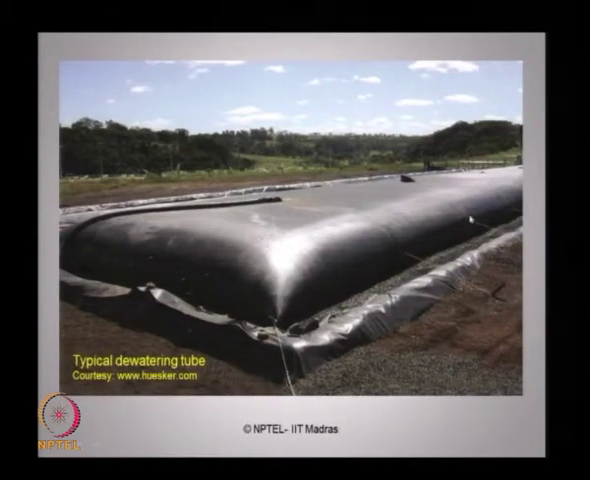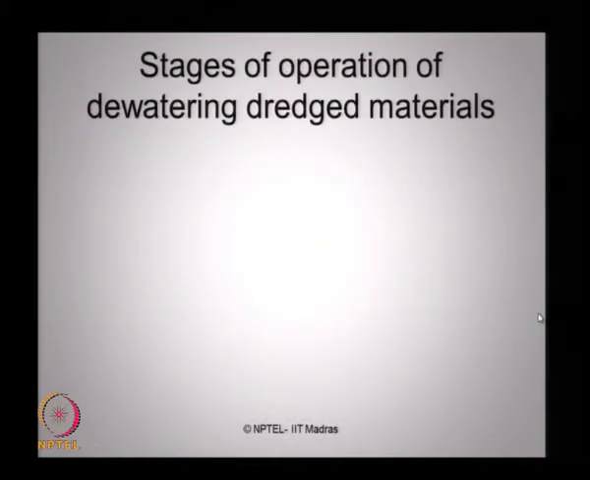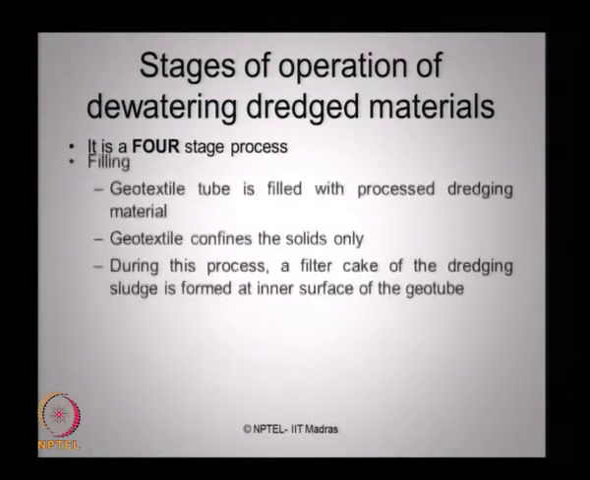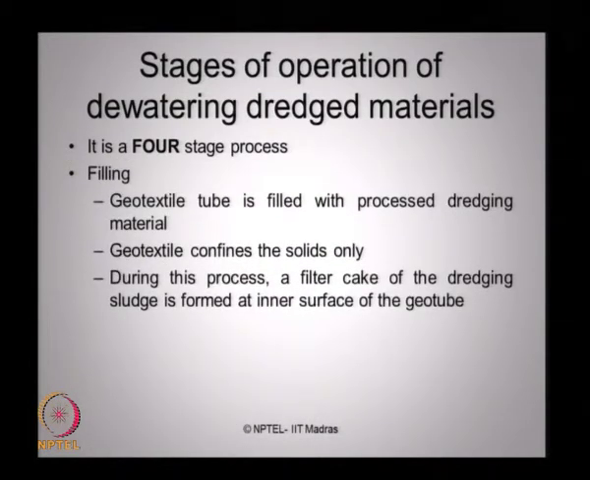This is a photograph of a typical dewatering tube, as you see here, which has been laid. We will talk about the mechanism now. There are different stages of operation when you want to carry out dewatering of a dredged material. It is a four-stage process, as you now understand. The first stage is filling of the geotextile tube. The geotextile tube is filled up with processed dredging material which you want to dewater.